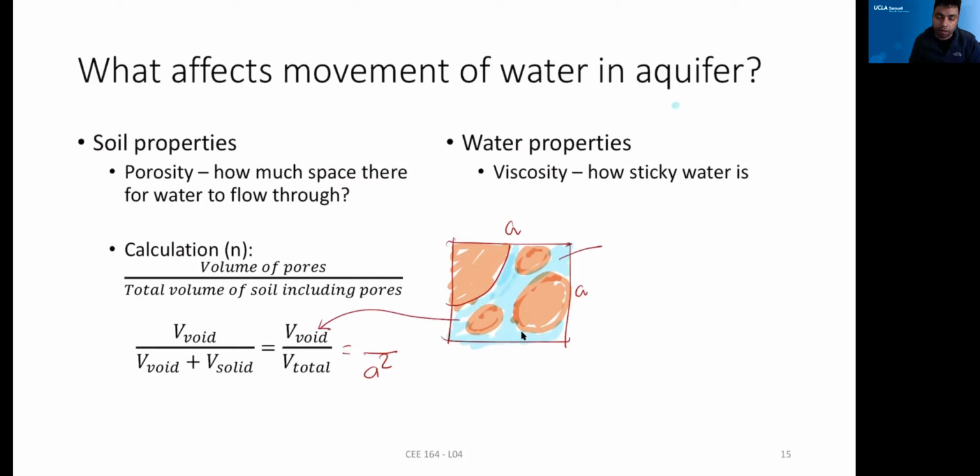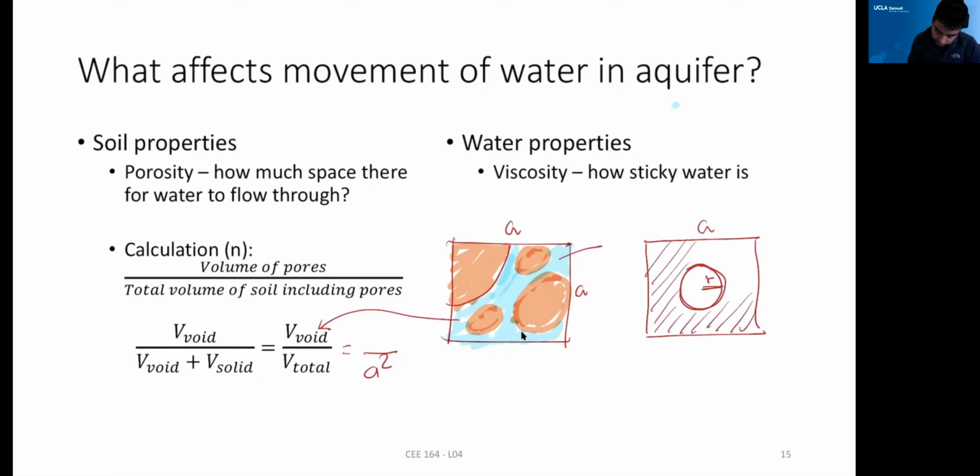Okay, so if I give a simple example, say this is a sphere or circle of radius r, and this radius is a. If I ask you what is the porosity of that medium, so this is your soil, and this is your pore. Imagine this is a 3-dimension volume. So what is the porosity?